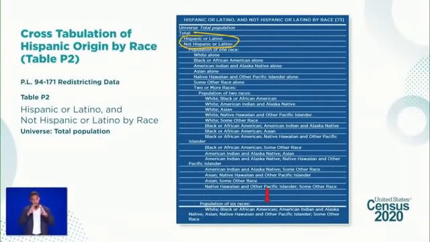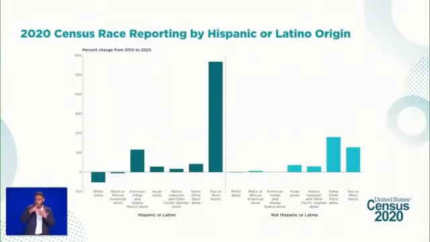Another way to examine data on race and ethnicity is to cross-tabulate Hispanic or Latino origin by race. This was done for Census 2000 and the 2010 census, as well as the 2020 census redistricting tables. Table P2 provides cross-tabulated Hispanic origin by race statistics. To illustrate the results, this graphic compares percent change in racial identification among the Hispanic or Latino population, shown on the left, and the percent change among non-Hispanics on the right.